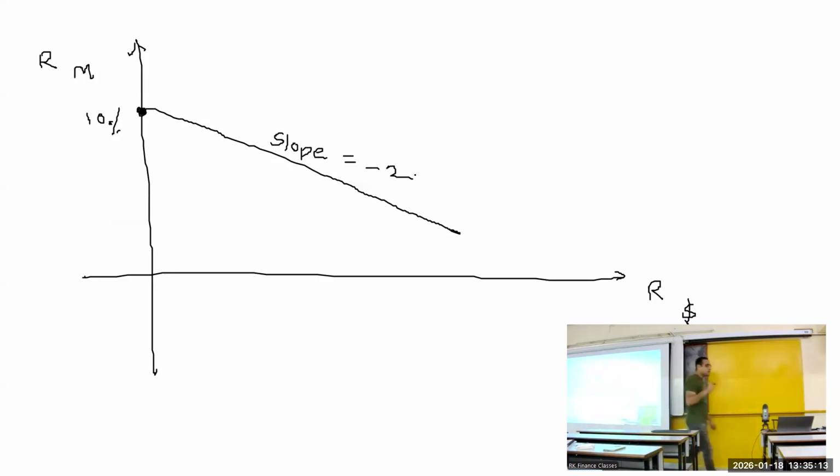What Rohan did was draw both arrows downward. If both arrows are downward, it means they move in the same direction, but they don't. The line is downward sloping, which means they move in the opposite direction. So the third conclusion is, if the returns of dollar goes up by 1%, the return of market will go down, by 2% because the line is going down, not by 1 but 2%.